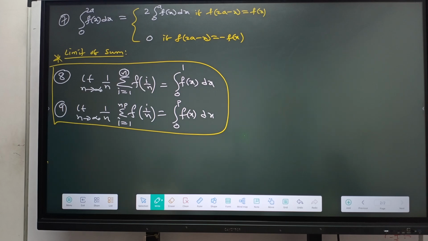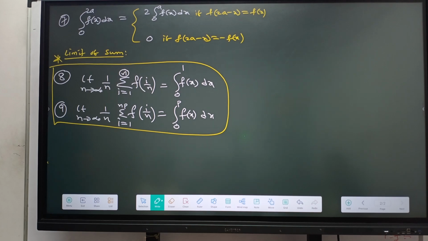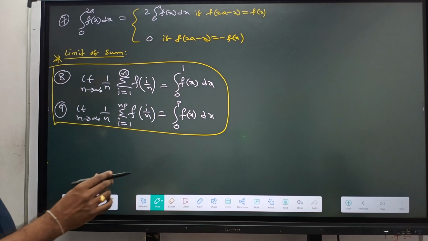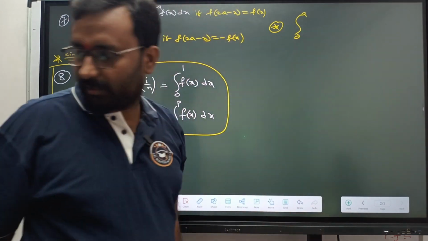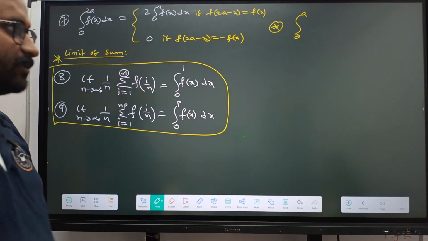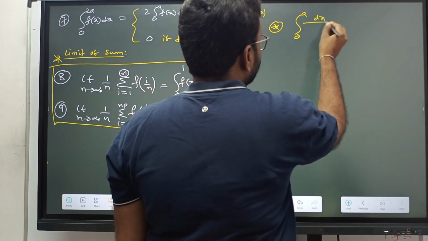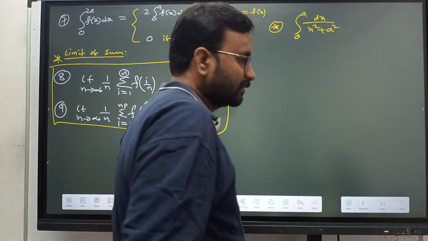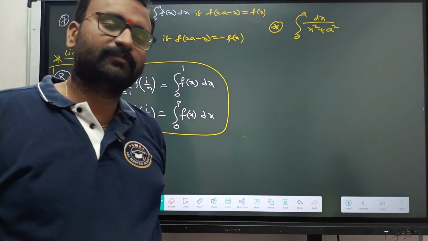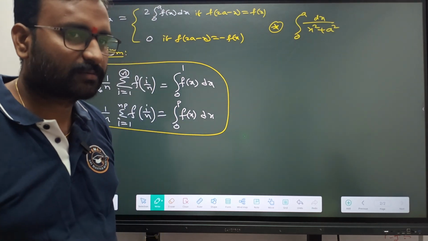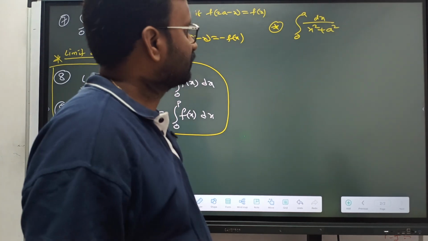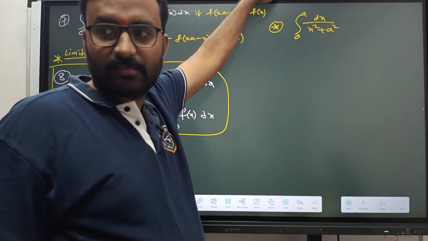Nothing is hard here. The very important thing is that you have to concentrate more. Here is one example question: integral 0 to a, dx by x square plus a square. What is the answer for this? Suppose if there are no limits, what is the answer? Integral 1 by a square plus x square dx. If there are no limits, what is the answer?